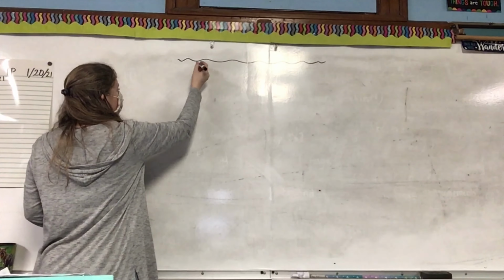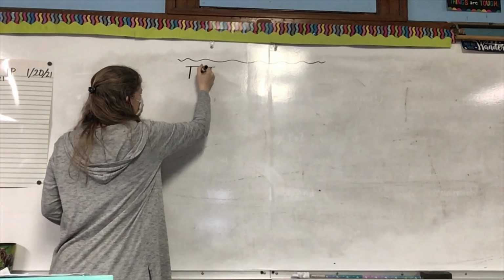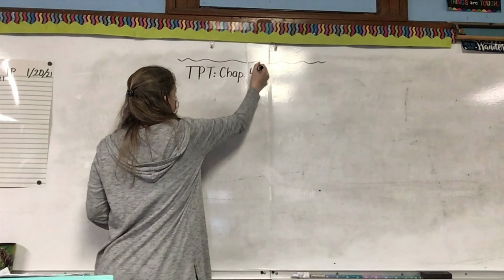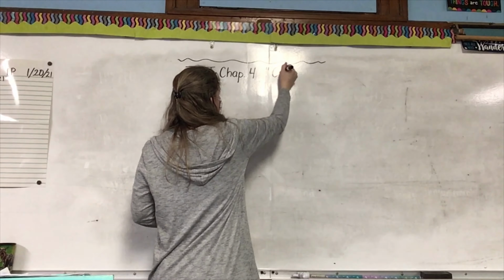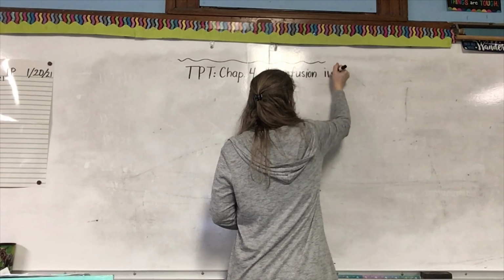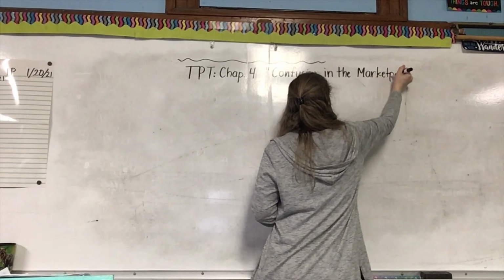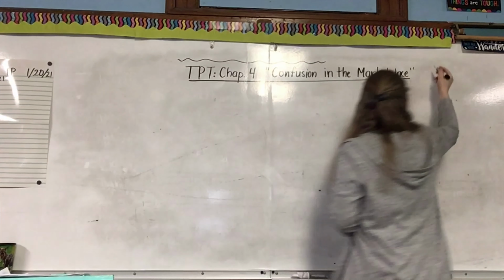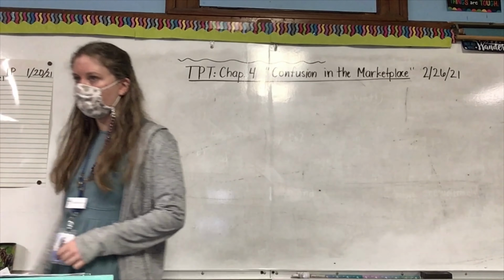Okay, so in a little bit larger writing, write the title of these vocab words, which is TPT. Chapter 4. It's a long title. Confusion in the marketplace. And then write today's date, February 26th, 2021, the last day of February that we will be in school.